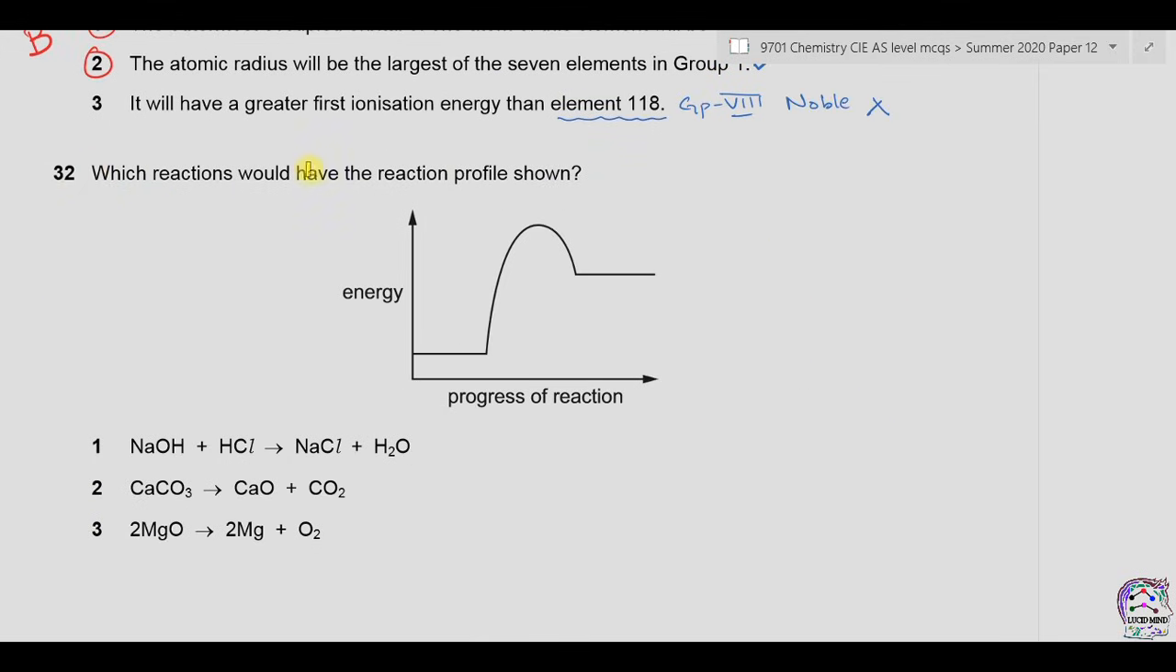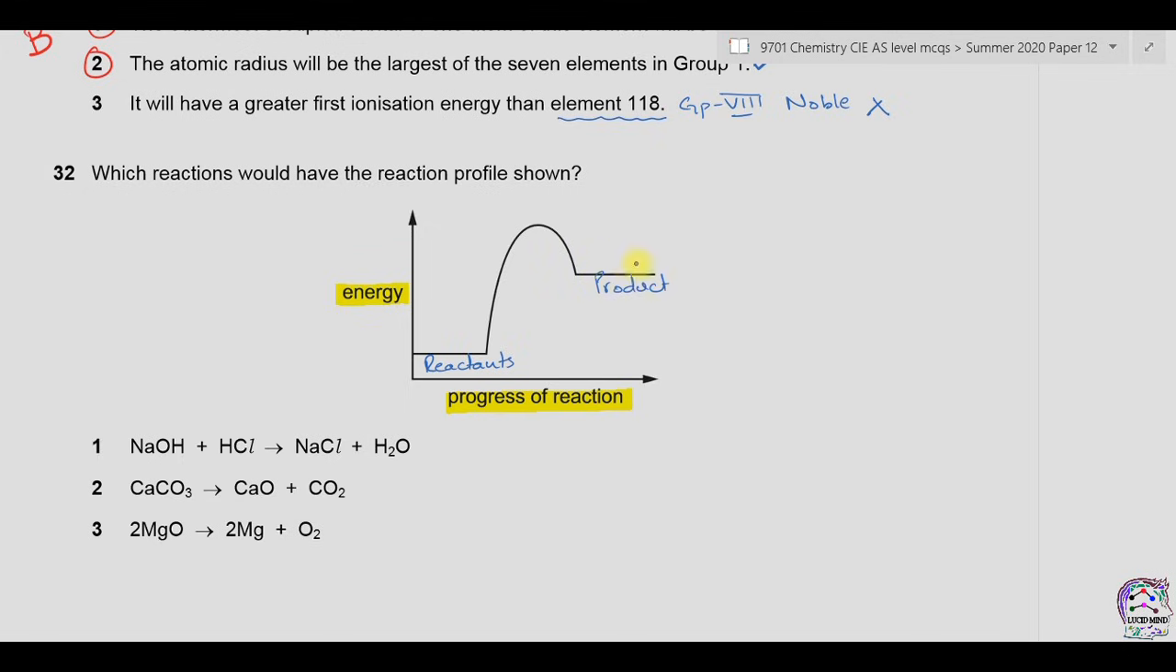Question 32. Which reactions would have the reaction profile shown? On y-axis we have energy, on x-axis we have progress of the reaction. These are the reactants, and this is the product.